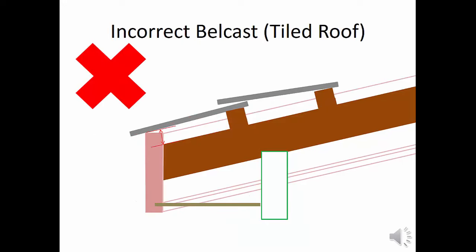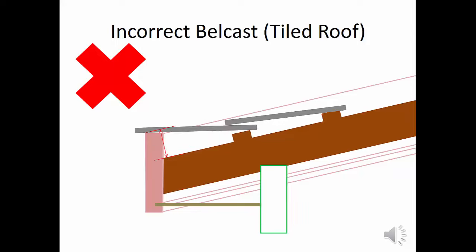This diagram is indicative of what happens when the belcast is set too low for a tiled roof. This diagram is indicative of what happens when the belcast is set too high for a tiled roof.